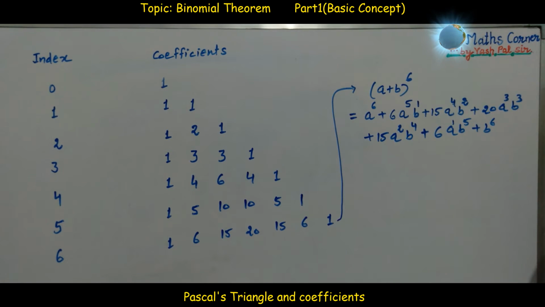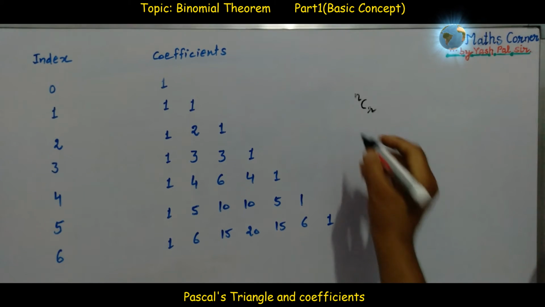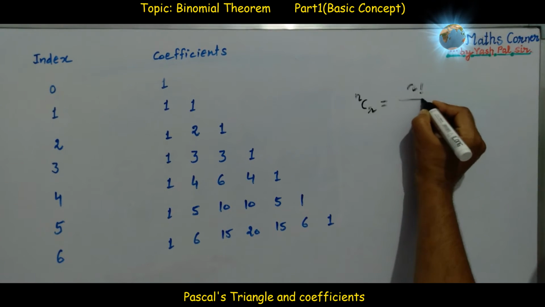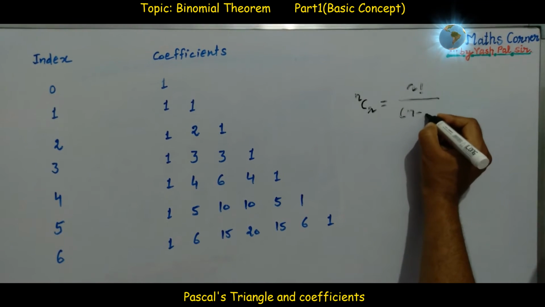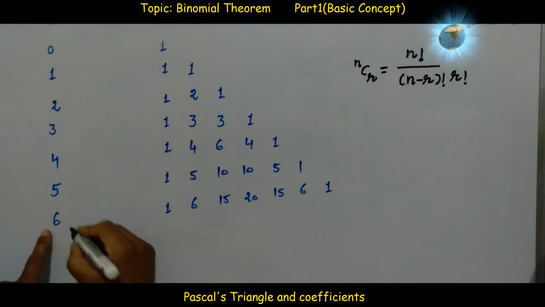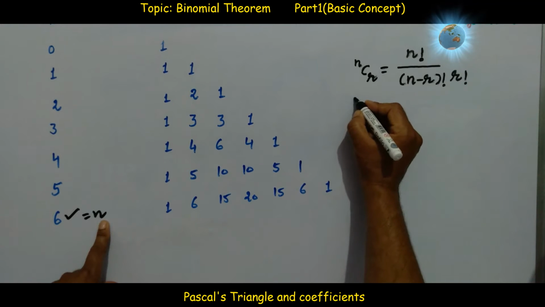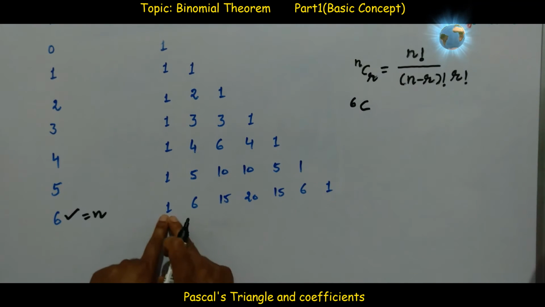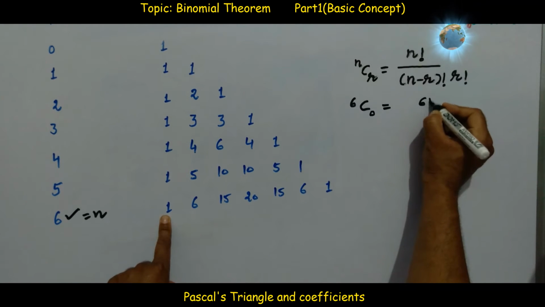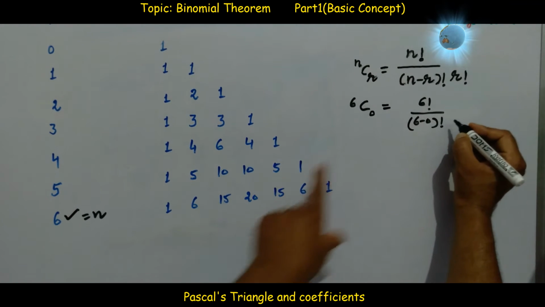Now one formula I recall. What is that? nCr. What is this? nCr means n factorial divided by (n minus r) factorial into r factorial. Now consider this index as equal to n. So what happens? First of all, 6C, the very first term, this is 0. What is the meaning of this? 6 factorial divided by (6 minus 0) factorial into 0 factorial.